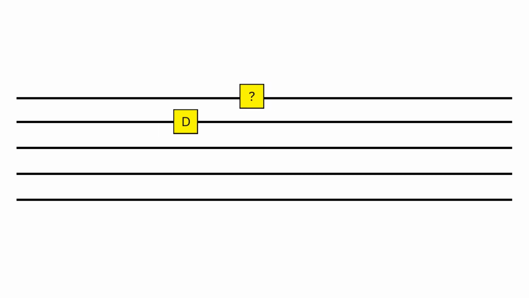If I told you that line was D, what note would be the top line? Think about it. The space is E, the line is F. If I told you the top line was F, what note would be on the line above the staff? The space is G, the line is A.